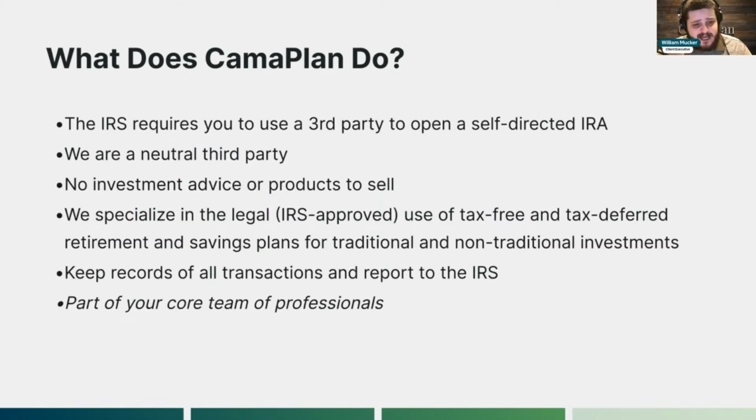These are some frequently asked questions we get. Oh, excuse me, that's the next slide. So this is actually what we do, why you need Camel Plan in this transaction. The IRS actually requires you have a third-party custodian like Camel Plan to keep record of the transactions in and out of the IRA and report to the IRS at the end of every year. That's what we do. We're a neutral third party. We don't tell you what to invest in, or call you about the next best investment opportunity. We just facilitate the transaction.